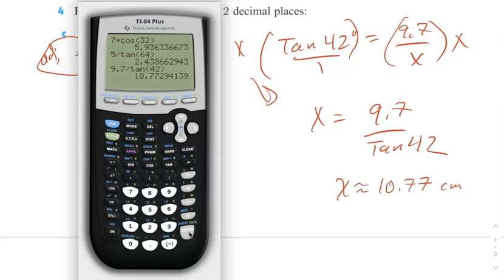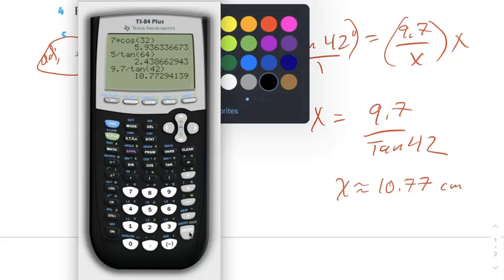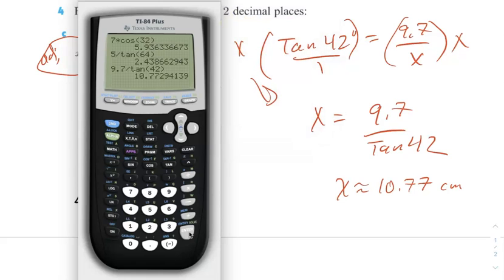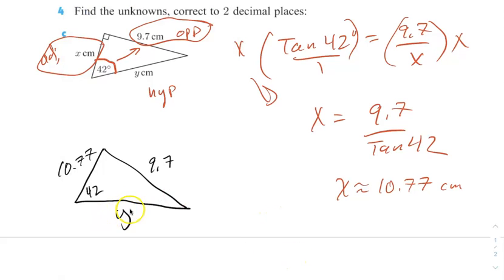centimeters. Now remember, we got to find all the missing sides. So the 9.7, x is now 10.77, and we have y. Here's our side, here's our right angle, very important. So you have two choices. You could set up another one. You could do opposite over hypotenuse. You could do sine of 42 equals opposite over hypotenuse.